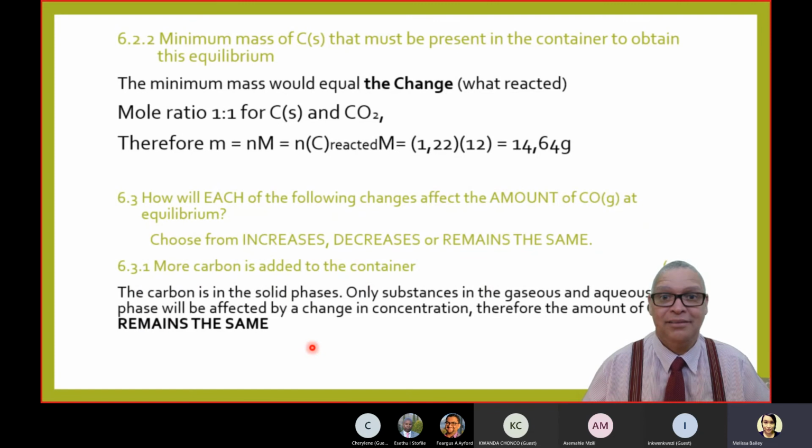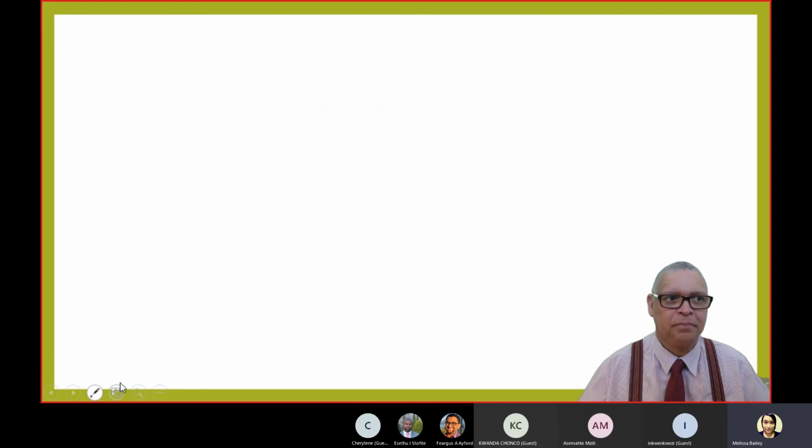That's the answer, right? So not long sentences like that. That's an explanation, a great explanation. There's no doubt about that. But the answer for 6.3.1 is it will remain the same. What's the reason? Well, the reason has been furnished right there: only substances in the gaseous or aqueous phase will affect changes to concentration.